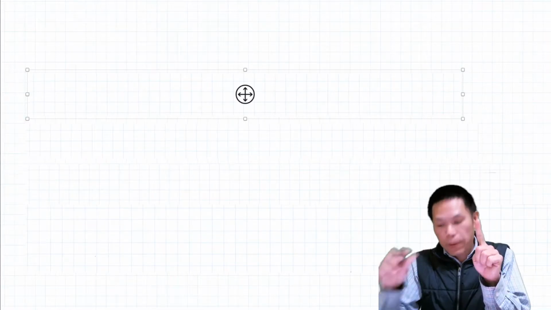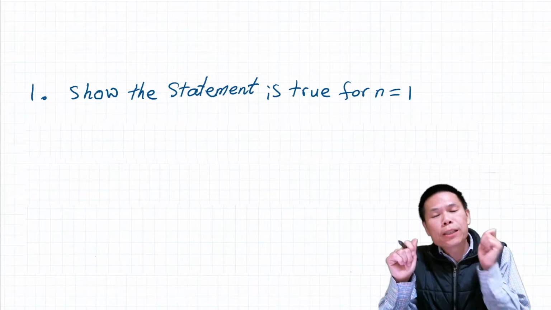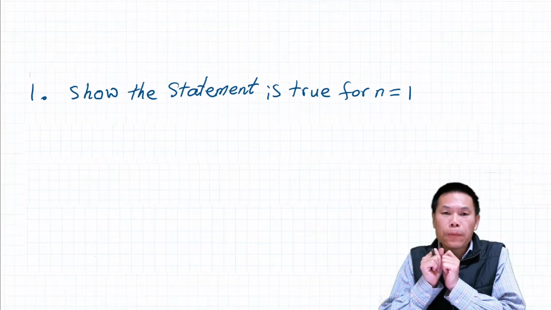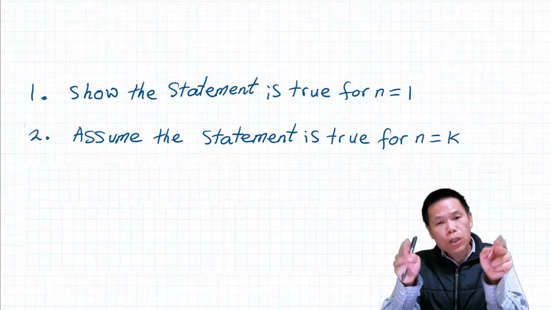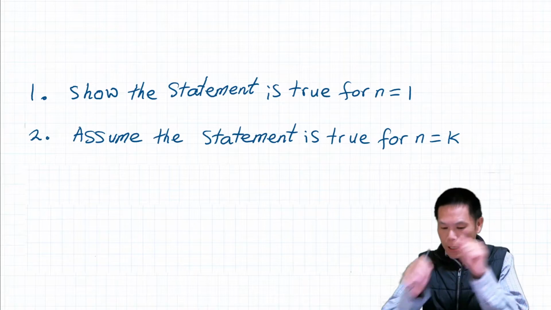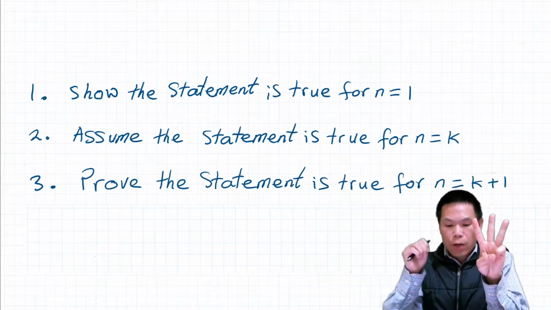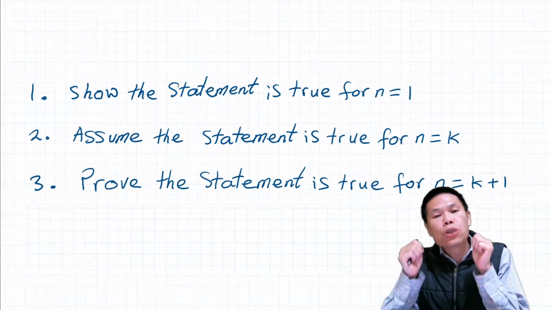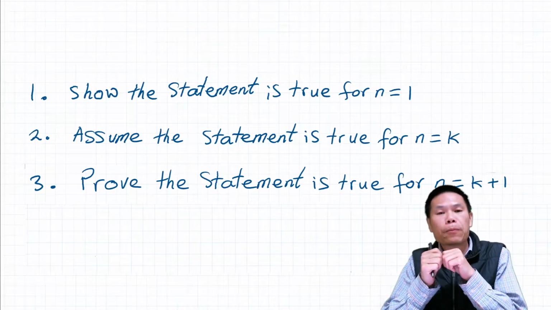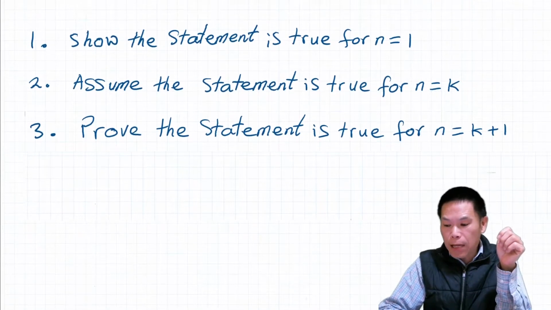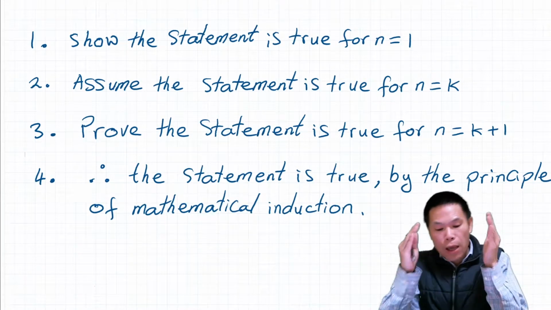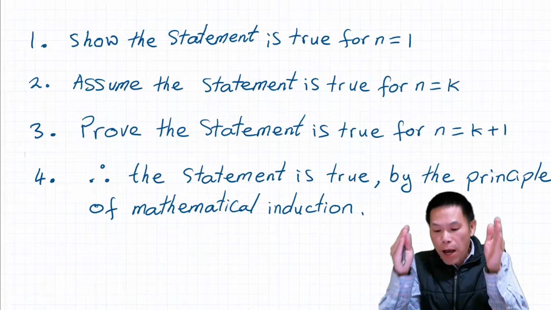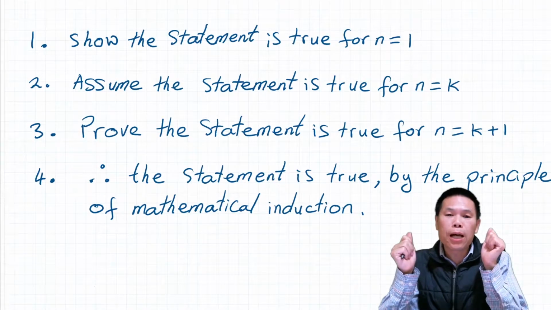So let's have a look at these steps. Step number 1, we need to show the statement is true for n equal 1. For step number 2, we assume that the statement is true for n equal k. Step number 3, we need to prove the statement is true for n equal k plus 1. And for the last step, we need to write a conclusion. That is, therefore, the statement is true by the principle of mathematical induction.